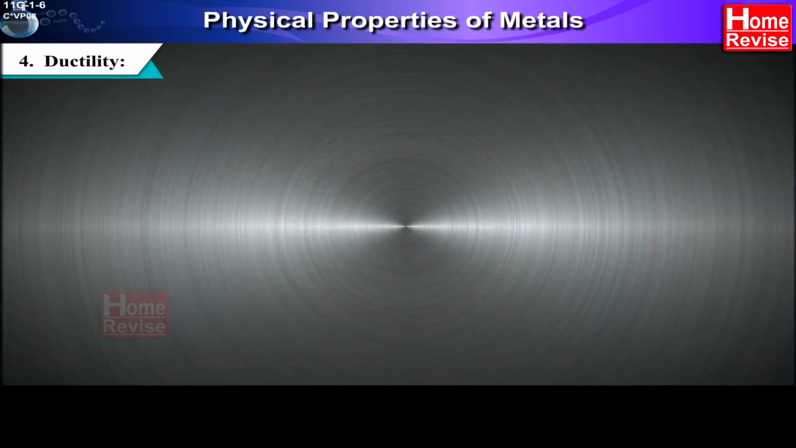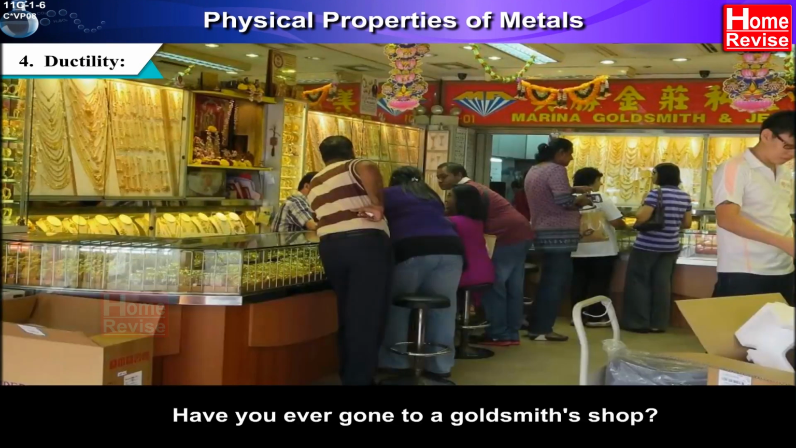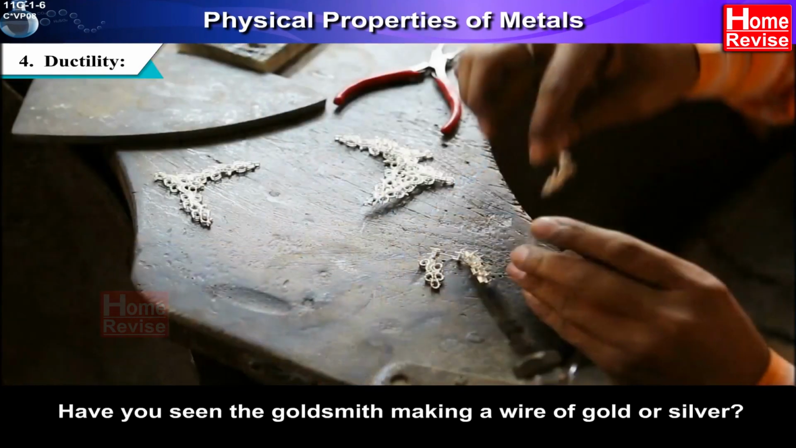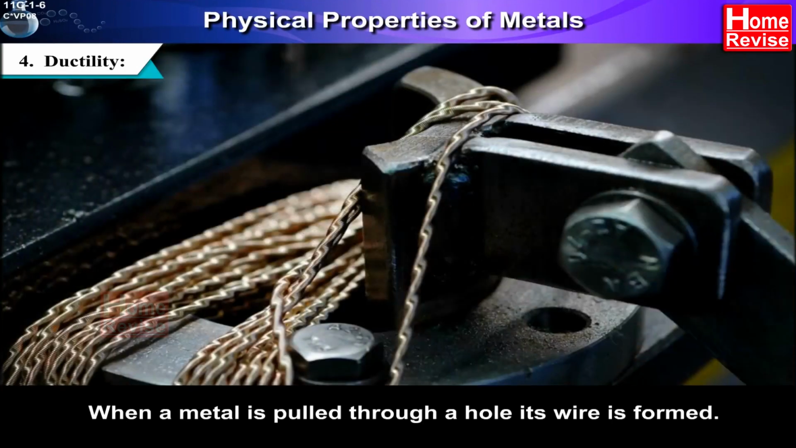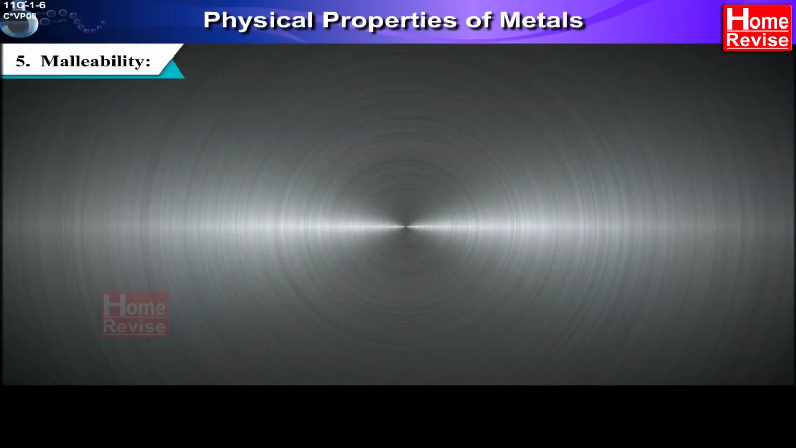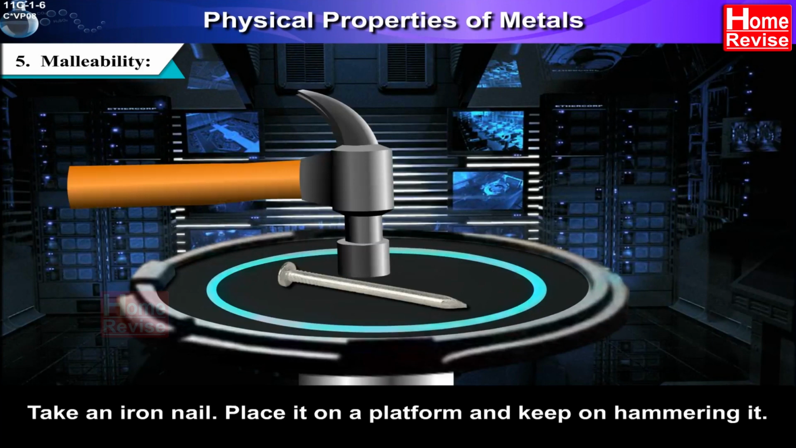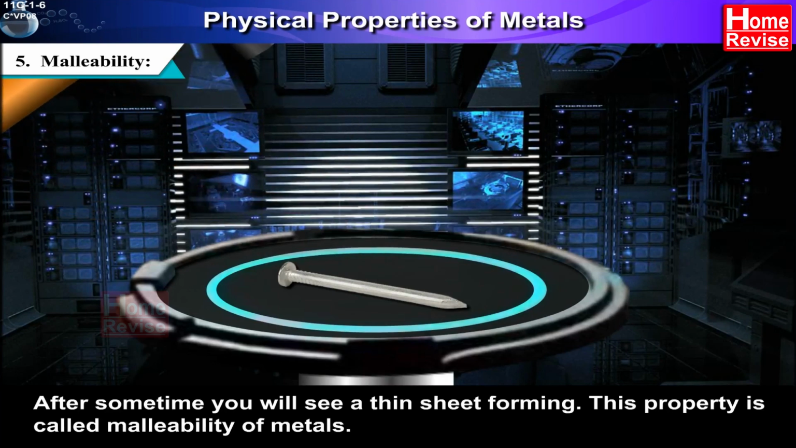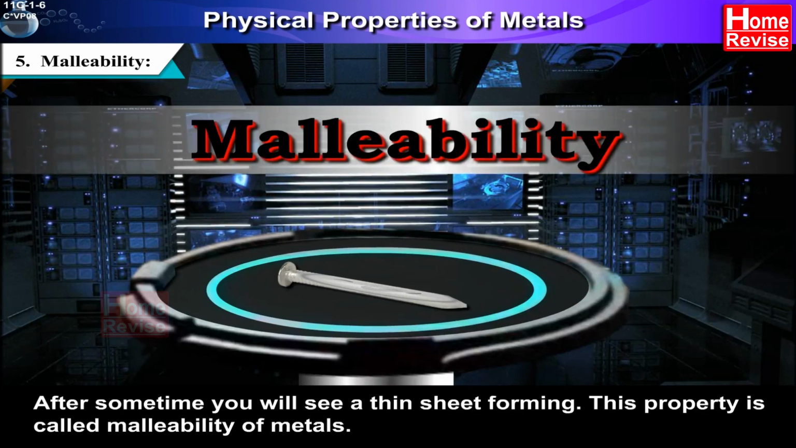4. Ductility. Have you ever gone to a goldsmith's shop? Have you seen the goldsmith making a wire of gold or silver? When a metal is pulled through a hole, its wire is formed. This property of metal is called ductility. 5. Malleability. Take an iron nail. Place it on a platform and keep on hammering it. After some time, you will see a thin sheet forming. This property is called malleability of metals.